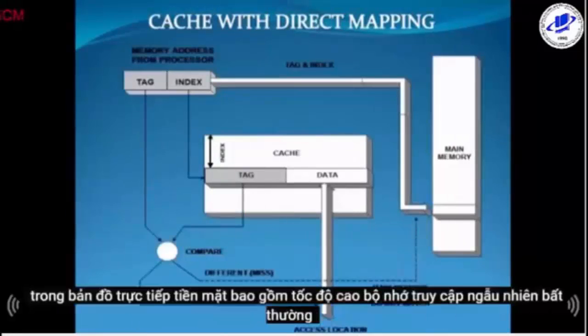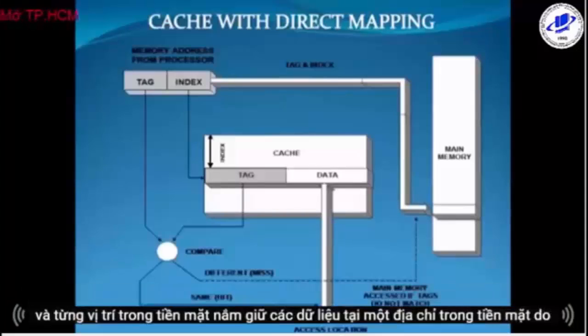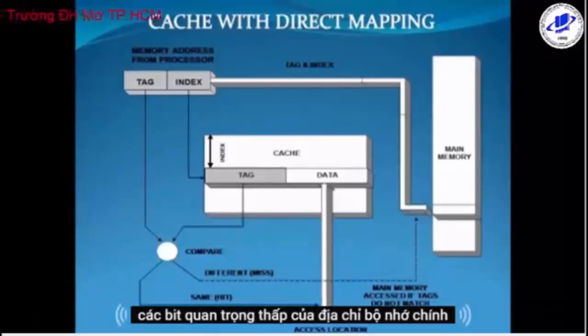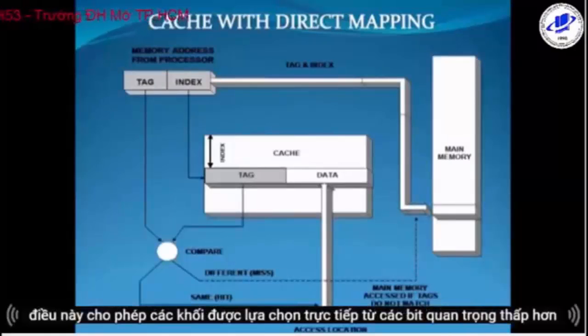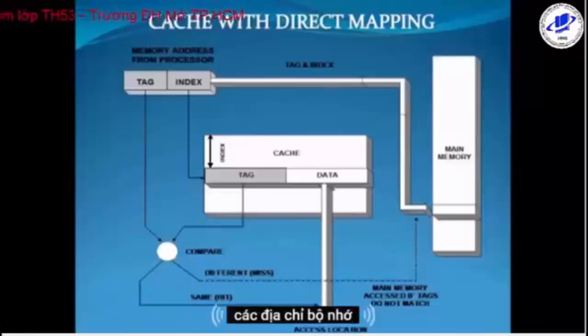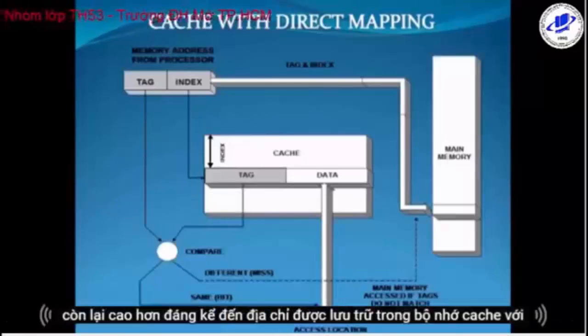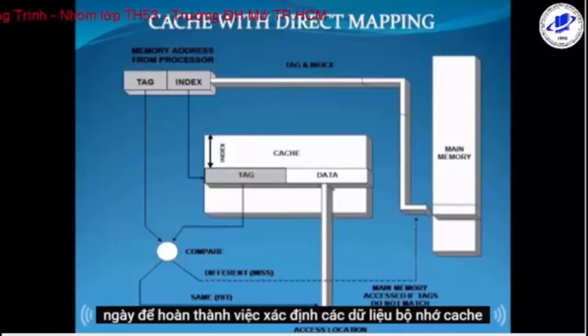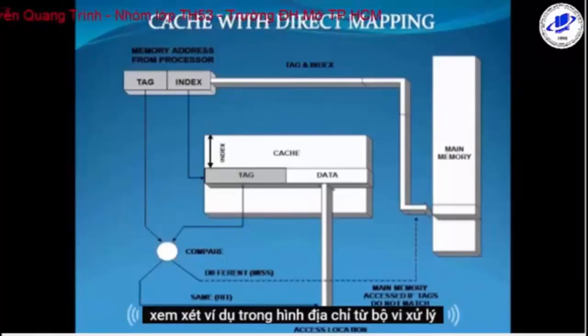In direct mapping, the cache consists of normal high-speed random access memory, and each location in the cache holds the data at an address in the cache given by the lower significant bits of the main memory address. This enables the block to be selected directly from the lower significant bits of the memory address. The remaining higher significant bits of the address are stored in the cache with the data to complete the identification of the cache data. Consider the example shown in the figure.